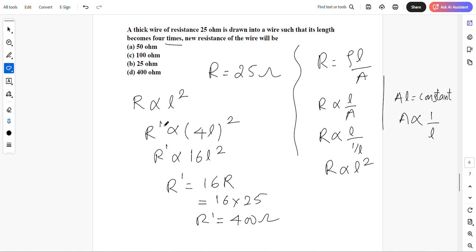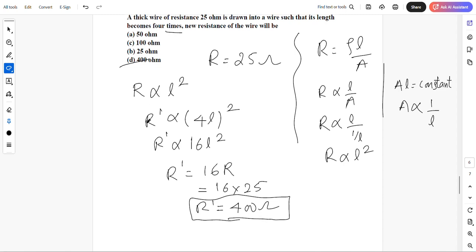Hope you understood. R is proportional to L square here. R dash is proportional to 16 L square. Therefore R dash is equal to 16 R. 16 into 25 is 400, so R dash is 400 ohm, which is the right answer.